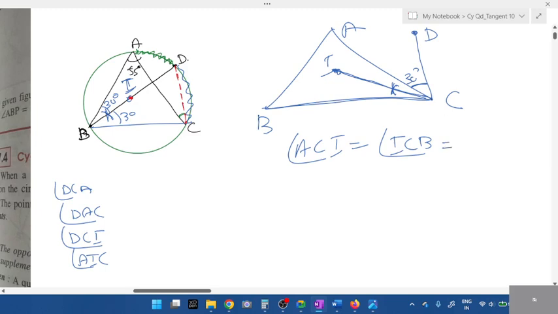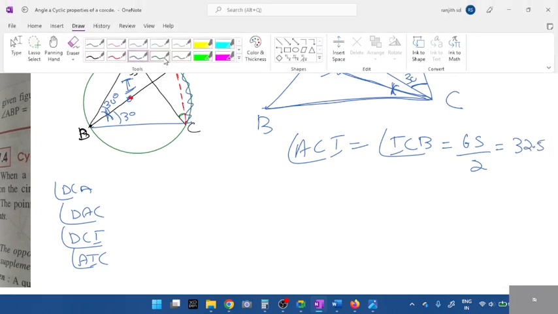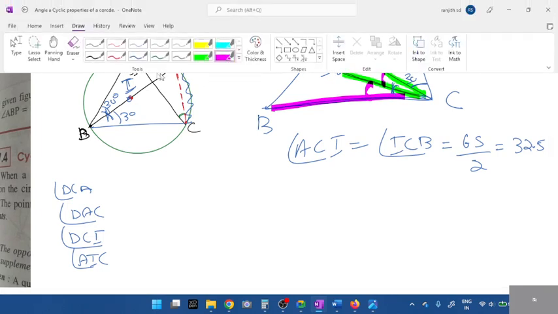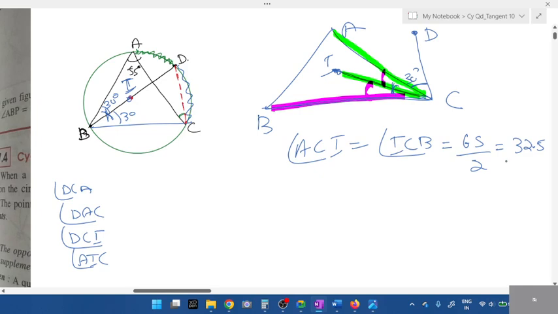So that is equal to, what is angle C? Entire angle C value we had, 65 divided by 2. You will get in decimal 32.5. See, I'm talking about this. I'll use a different color. This green one is one angle, and this pink is another angle. This green and pink, that is what I'm talking about. 65 divided by 2 is 32.5.